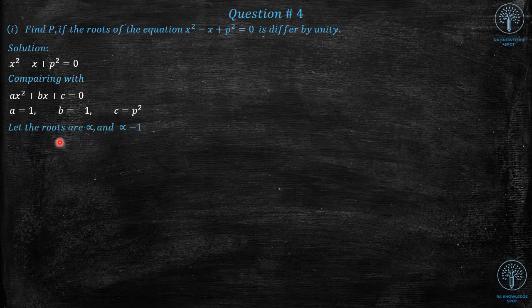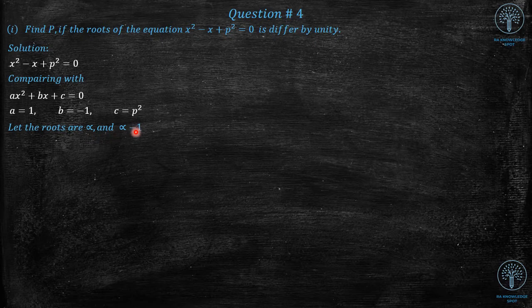Now this is the main step. The first root will be alpha and the second is alpha minus 1. Why? Actually we have to represent the roots, but differ means minus and unity means 1. So if the first root is alpha, then the other will be alpha minus 1. If it differs by 5, 6, 7, whatever the value will be, you just have to replace it. Like if this differs by 5, then you will write alpha and alpha minus 5.